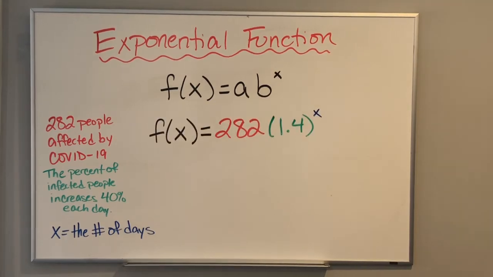So here would be the equation for the given information. We have our initial value of 282 people affected. We have that being multiplied by 1.4 because it is increasing by 40% each day. And our exponent is still x because we need to now calculate how many days have gone by.